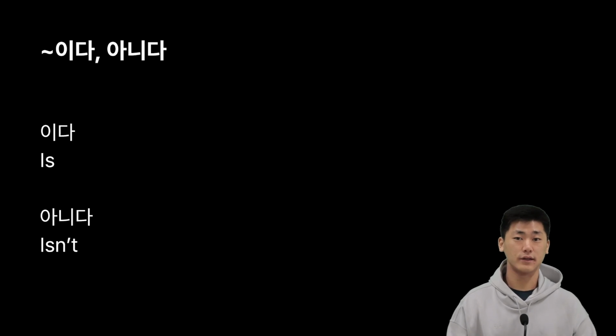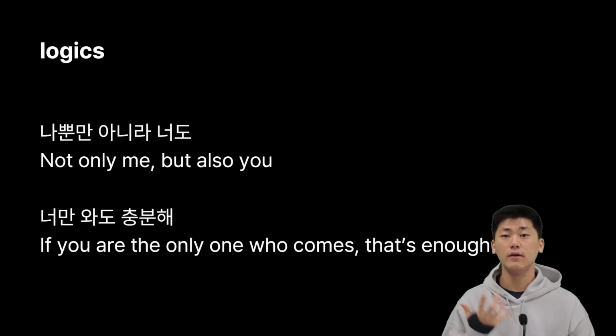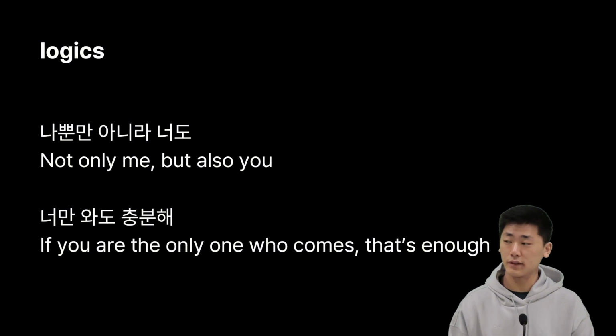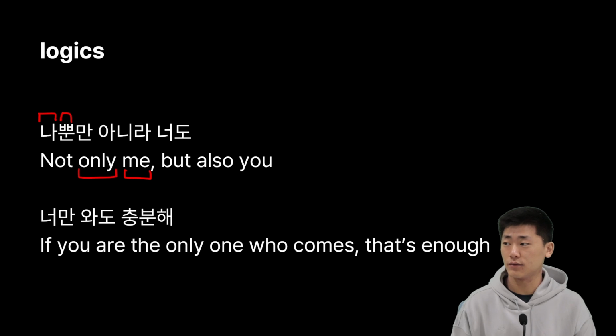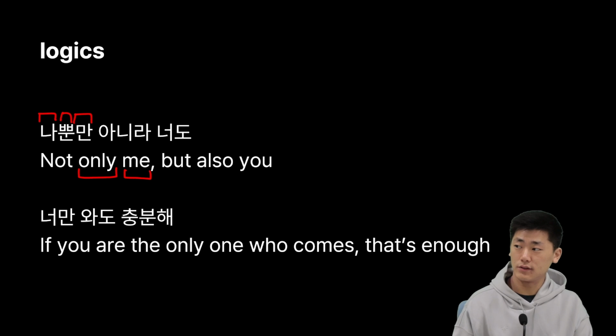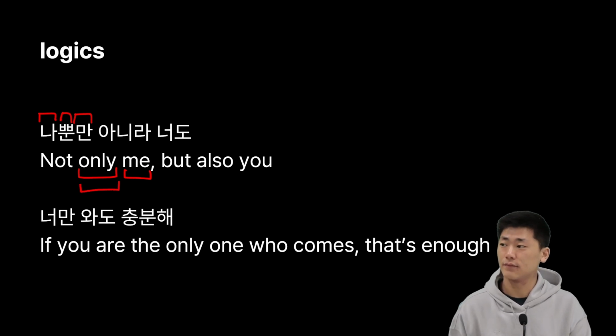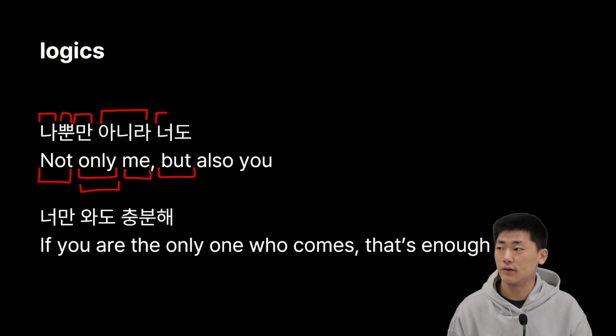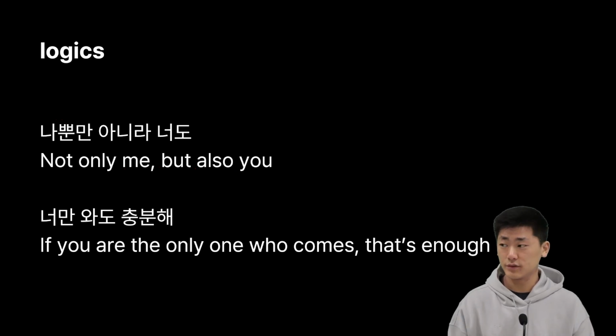Back to the topic, let's use them with auxiliary particles. The first example is 나뿐만 아니라 너도. Not only me, but also you. In this sentence, 나 means me, and 뿐 is the auxiliary particle, which is translated into only, and 만 is another auxiliary particle, which is also translated into only, and 아니라 means not, but, and 너 means you, and 도 means also.